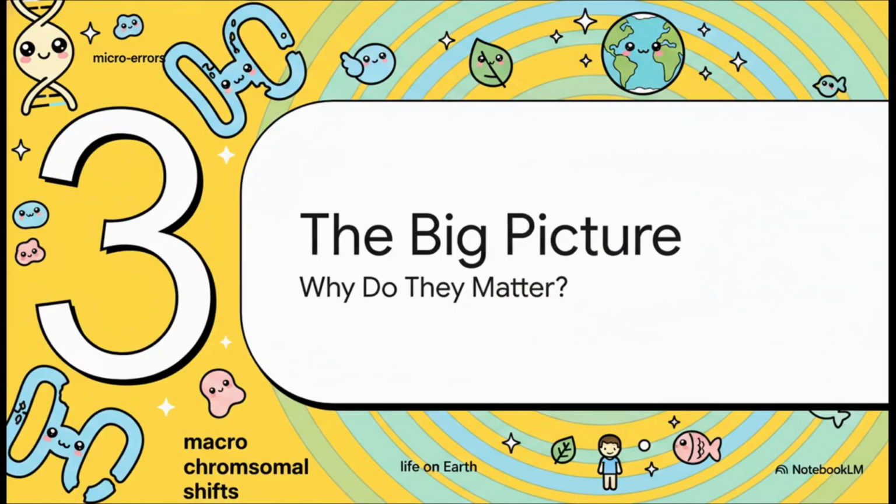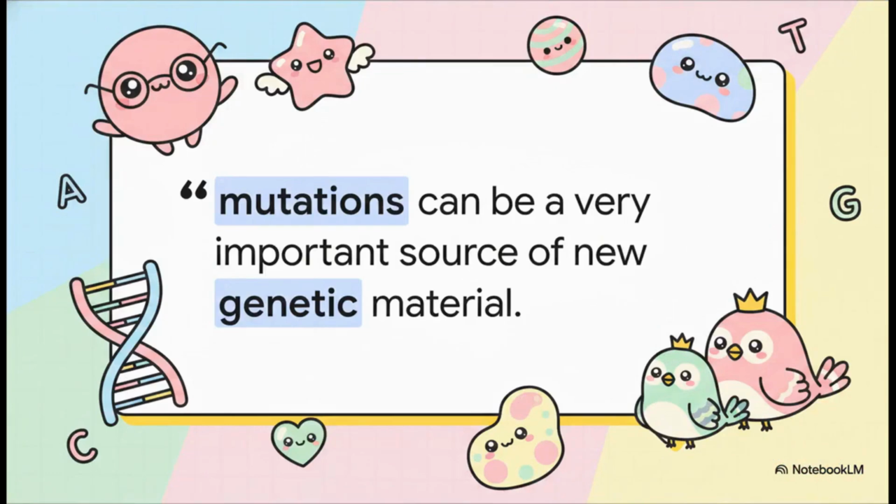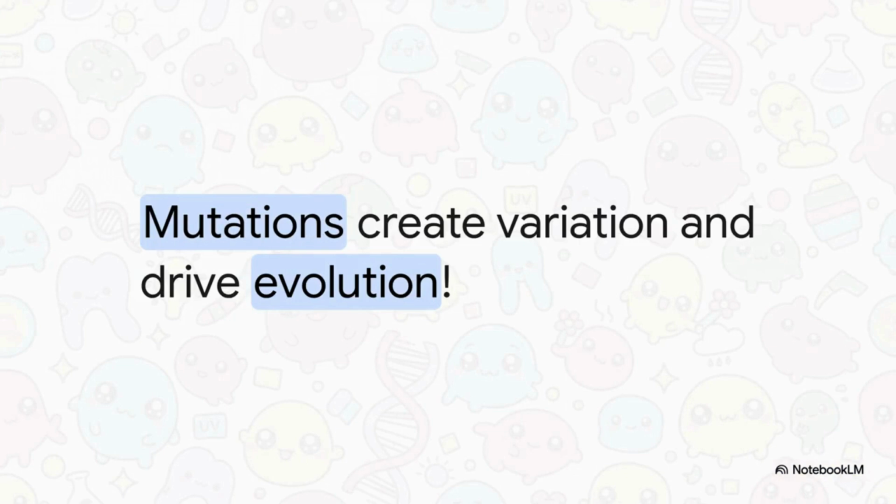So let's look at the big picture. Why do mutations actually matter? Here's the absolute crucial takeaway. Mutations create variation, and they drive evolution. Without these little genetic mistakes, we wouldn't have any new genetic material. Without new traits, there's no natural selection. And, you guessed it, no evolution. Every single unique trait that helps an organism survive started out as just a simple, random mutation. So remember this, mutation equals change in DNA, and that change can shape life itself.